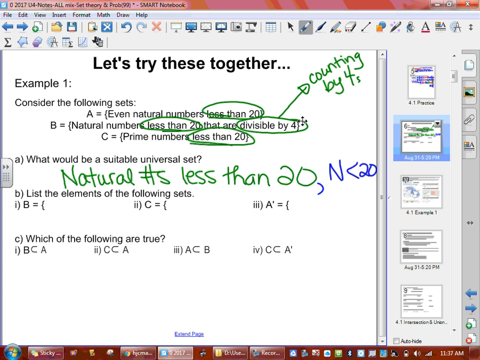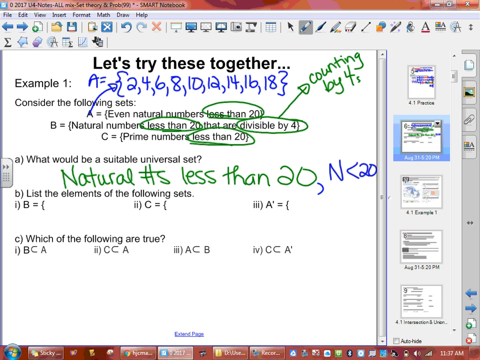Now we're going to list all of our sets. Well, if I want set A, all the even natural numbers up to 20, not including 20. So do I start with 0 if it's a natural number? No. We would start counting with 1, so the first even number is 2. So set A is 2, 4, 6, 8, 10, 12, 14, 16, and 18.